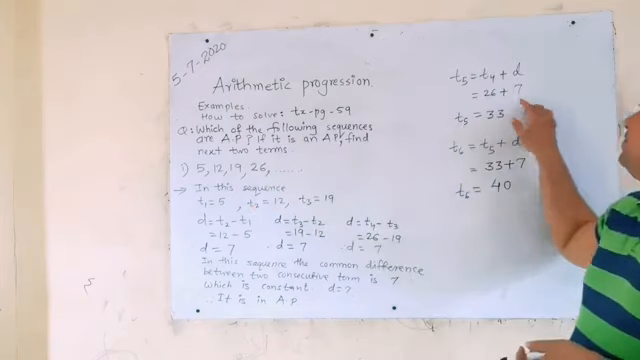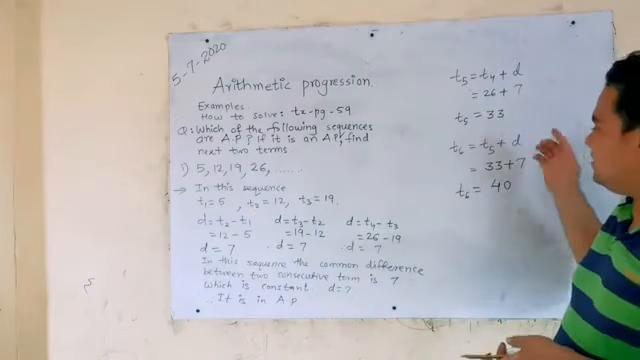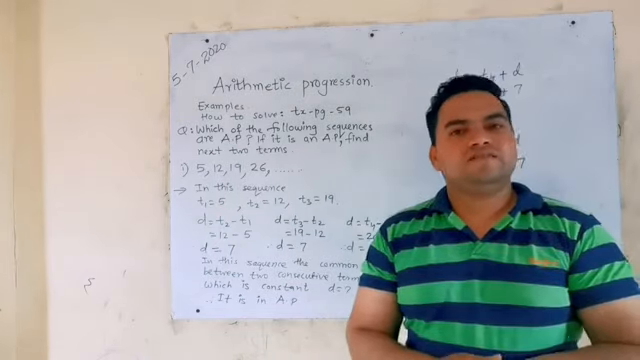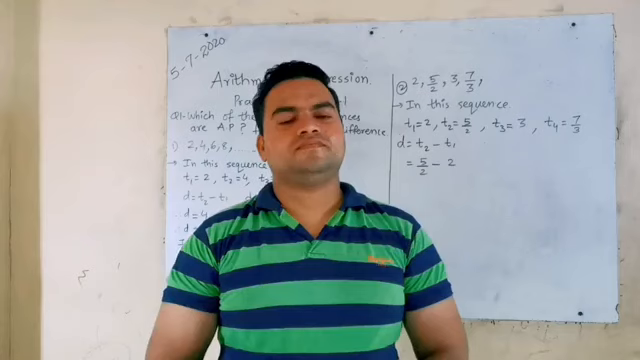26 plus 7 will be 33, 33 plus 7 will be 40. So like this you have to solve the practice set 3.1.